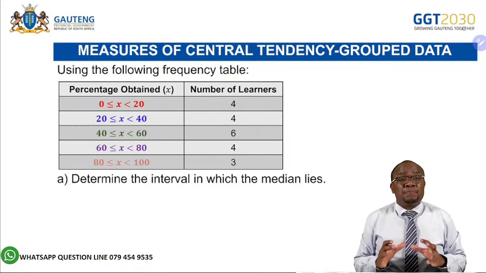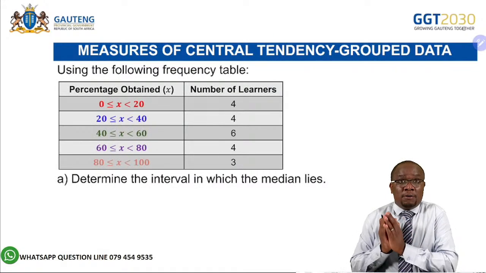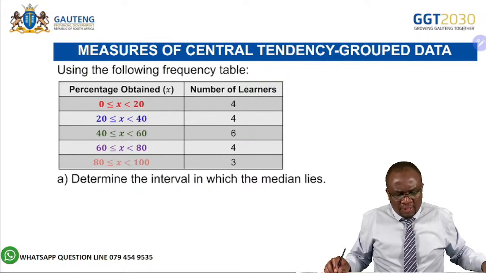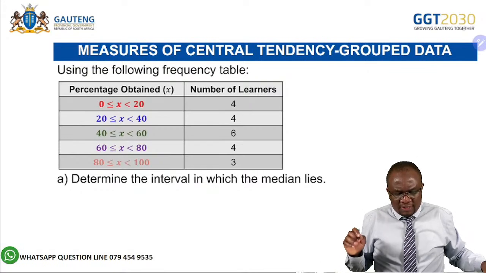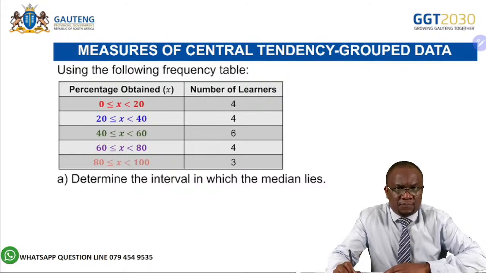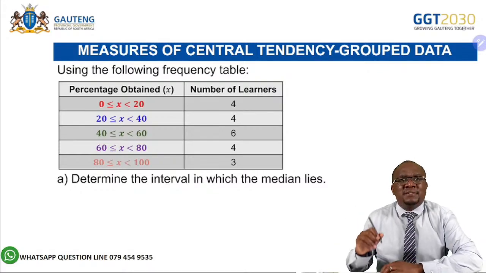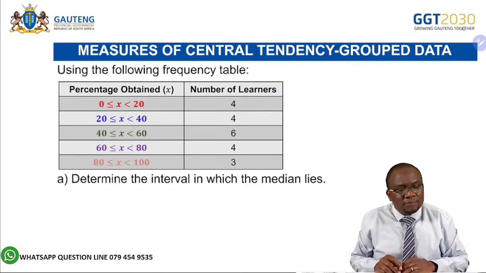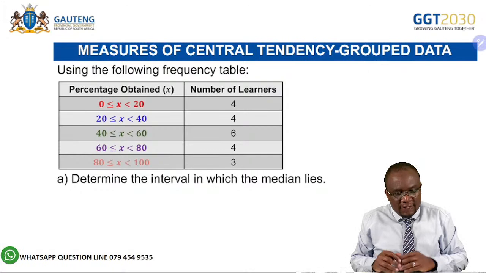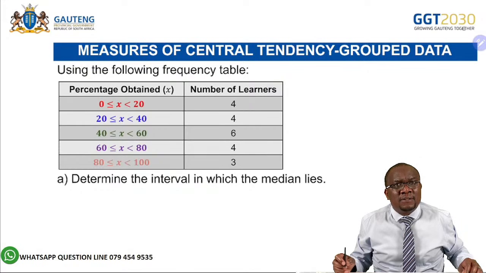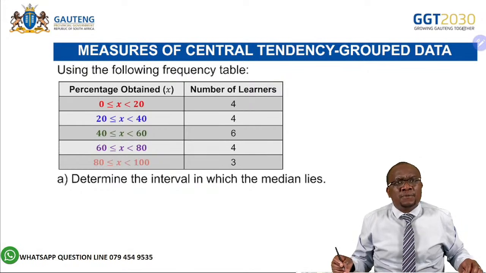Now, I'm going to be explaining how we find each measure of central tendency. We're going to start with the median. Using the following frequency table, determine the interval in which the median lies. We can find where the median lies. Okay, is it between 0 and 20? Is it between 20 and 40? Is it between 40 and 60? Is it between 60 and 80? Is it between 80 and 100? So how do we do that?